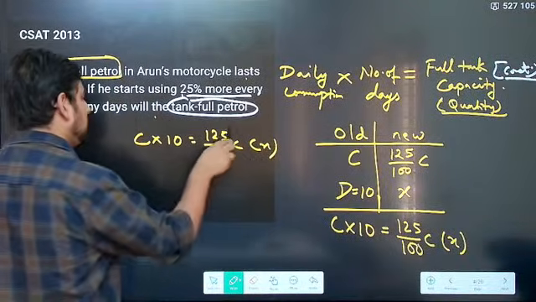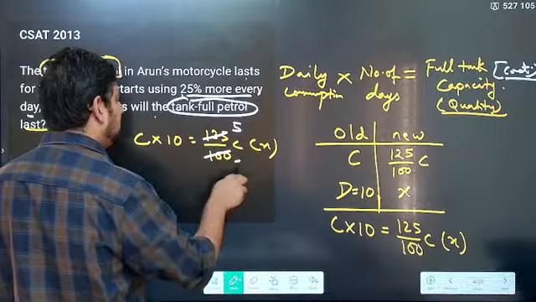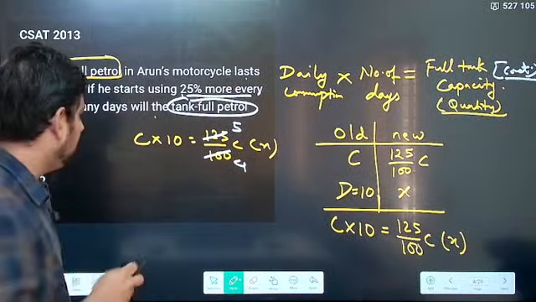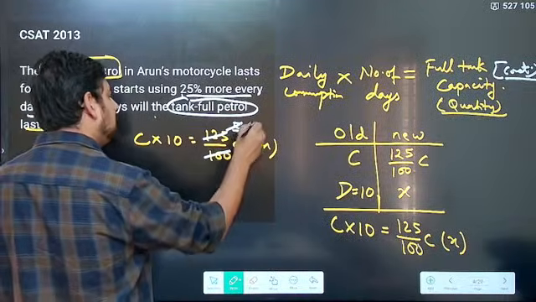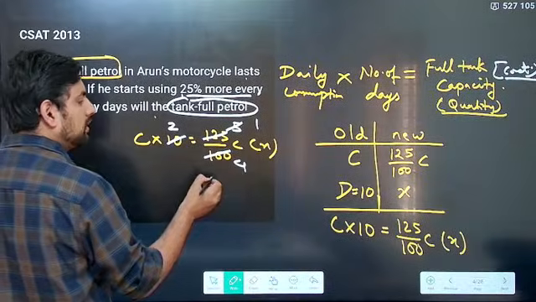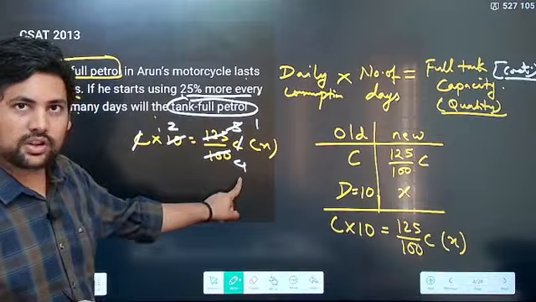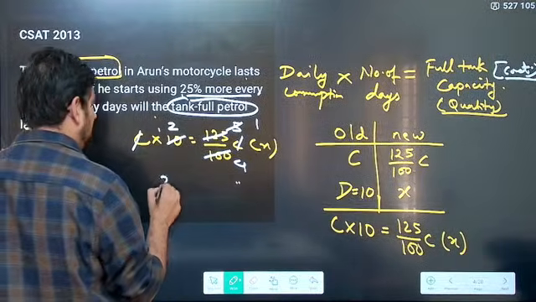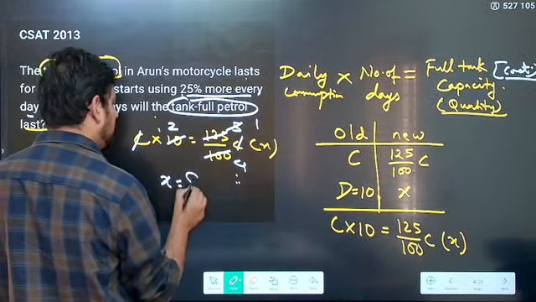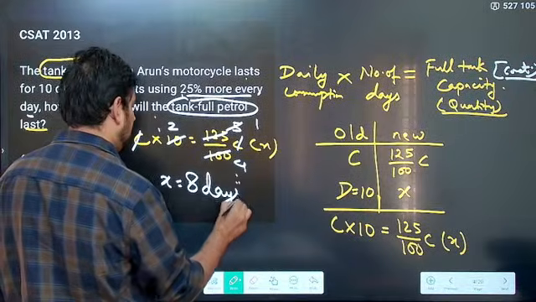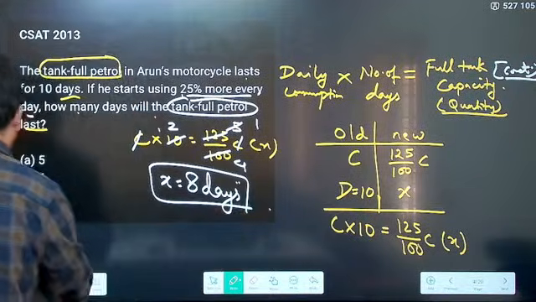Now it goes 5 times, it goes 4 times by 25. Then 5 and 10 you can cancel this out, 1 time, 2 time. C and C can also be cancelled out. What remains? 2 and 4. 4 you can send here. So X came out to be 4 into 2, that is 8 days. This becomes your answer.